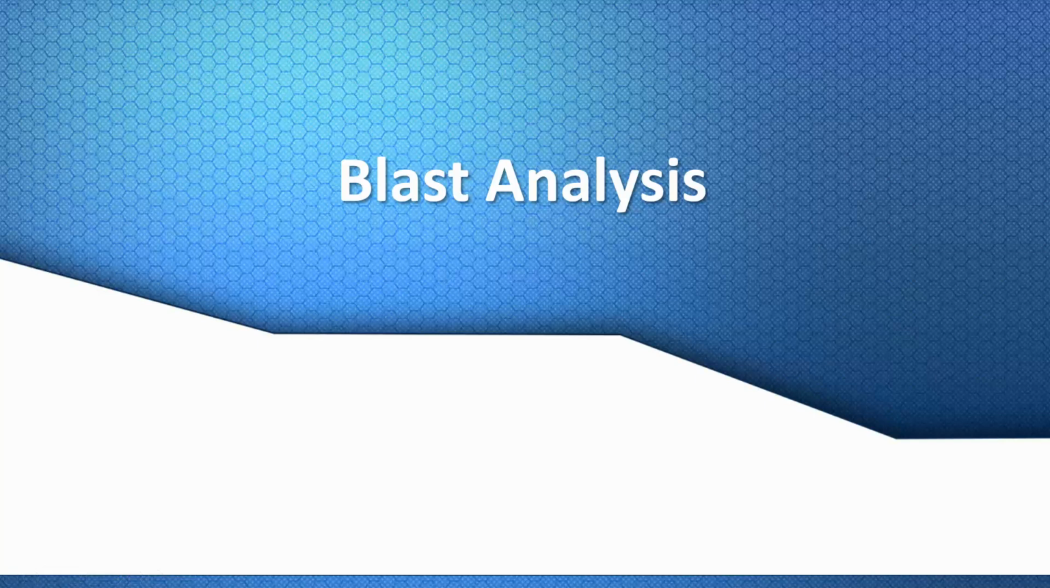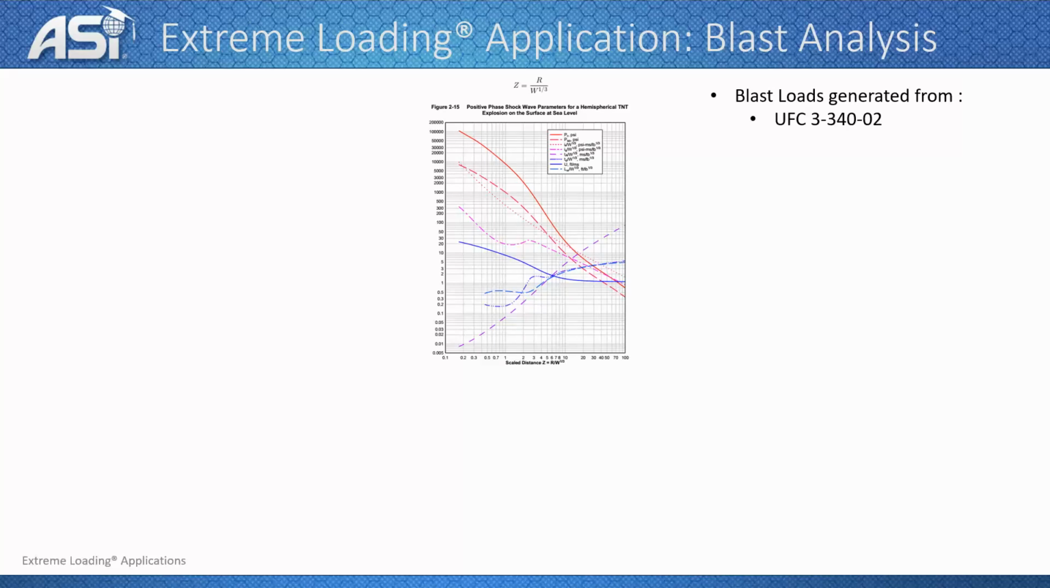The first application that we are going to speak about today is the blast analysis. And in this example that we see in here, we are going to speak about how we generate blast loads inside ELS. The first way of generating blast loads is using the UFC code, UFC 3-340-02, where we programmed the charts here to be able to get the pressure, the duration, the impulse, all the data required to do the blast analysis.